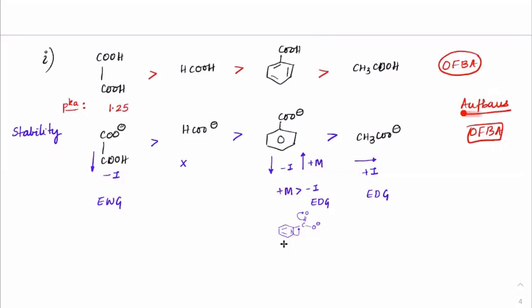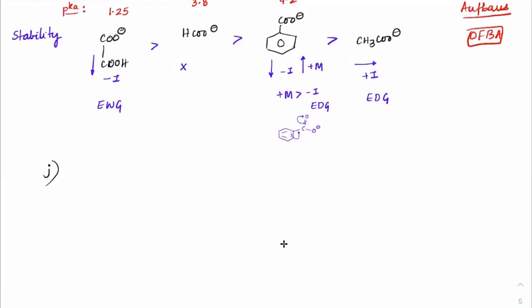Just like how you remember Aufbau's principle, just remember it as OFBA. Aufbau. Right. 1.25. Then you have 3.8. This is 4.2 and this is 4.76. These are the pKa values. See, pKa values are not to memorize, got it? But this will give you a clear idea that what we are discussing really matches the experimental values.